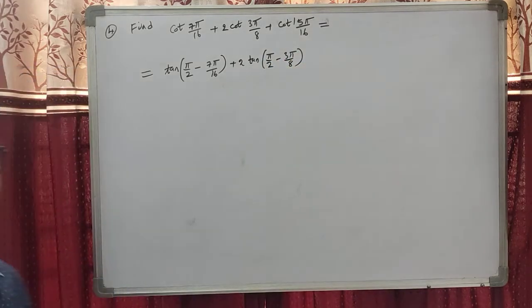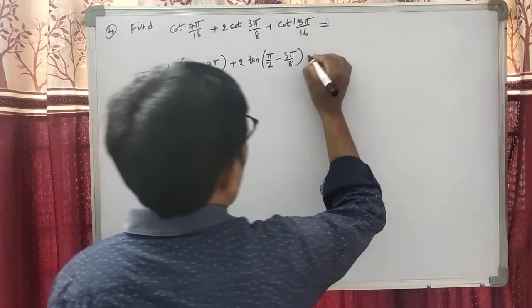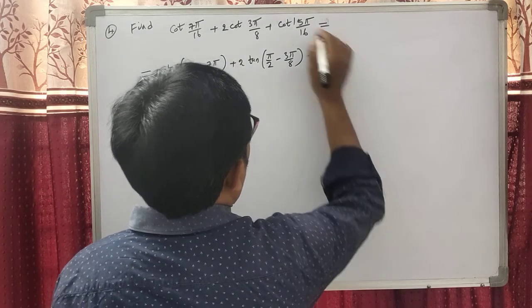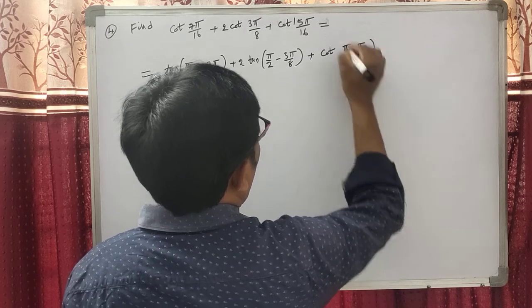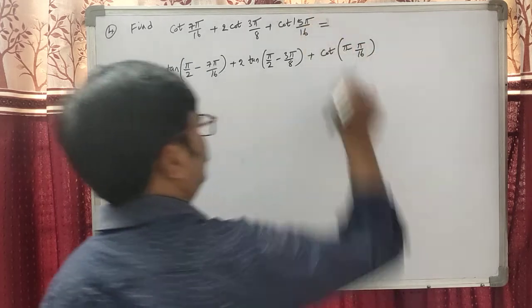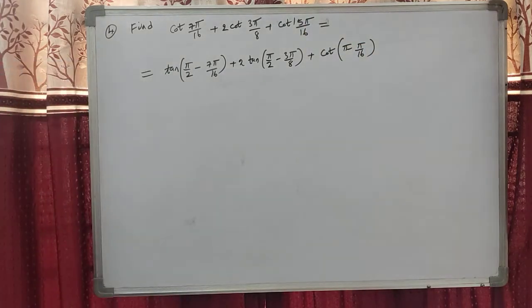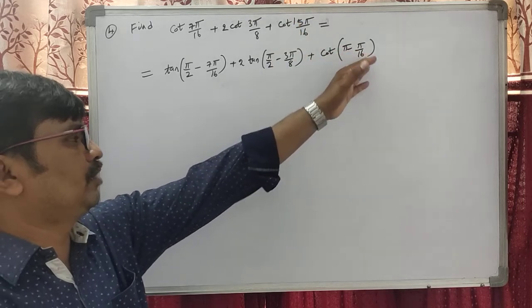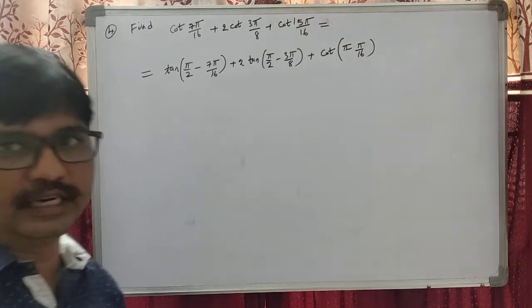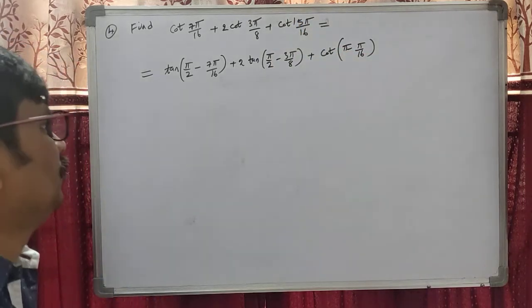Okay students, now the last one we can write as cot of pi minus pi by 16. Cot of pi minus pi by 16 is 15 pi by 16. What, students, we can write as cot of pi minus pi by 16. Do you understand, students?